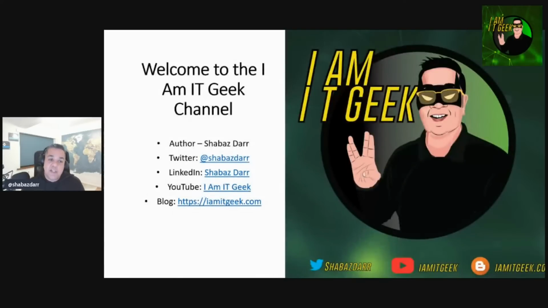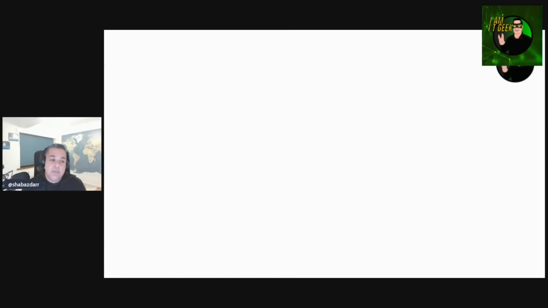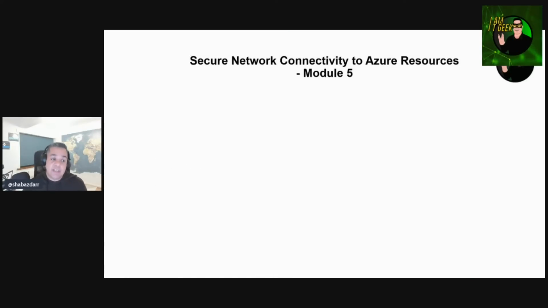It is module 5, and we're back to the normal of having myself doing the theory, and we've got a lab from Mohammed Sajid at the end. So let's get started with this episode. As I mentioned, it's the first one in module 5. Module 5 is called Securing Network Connectivity to Azure Resources.